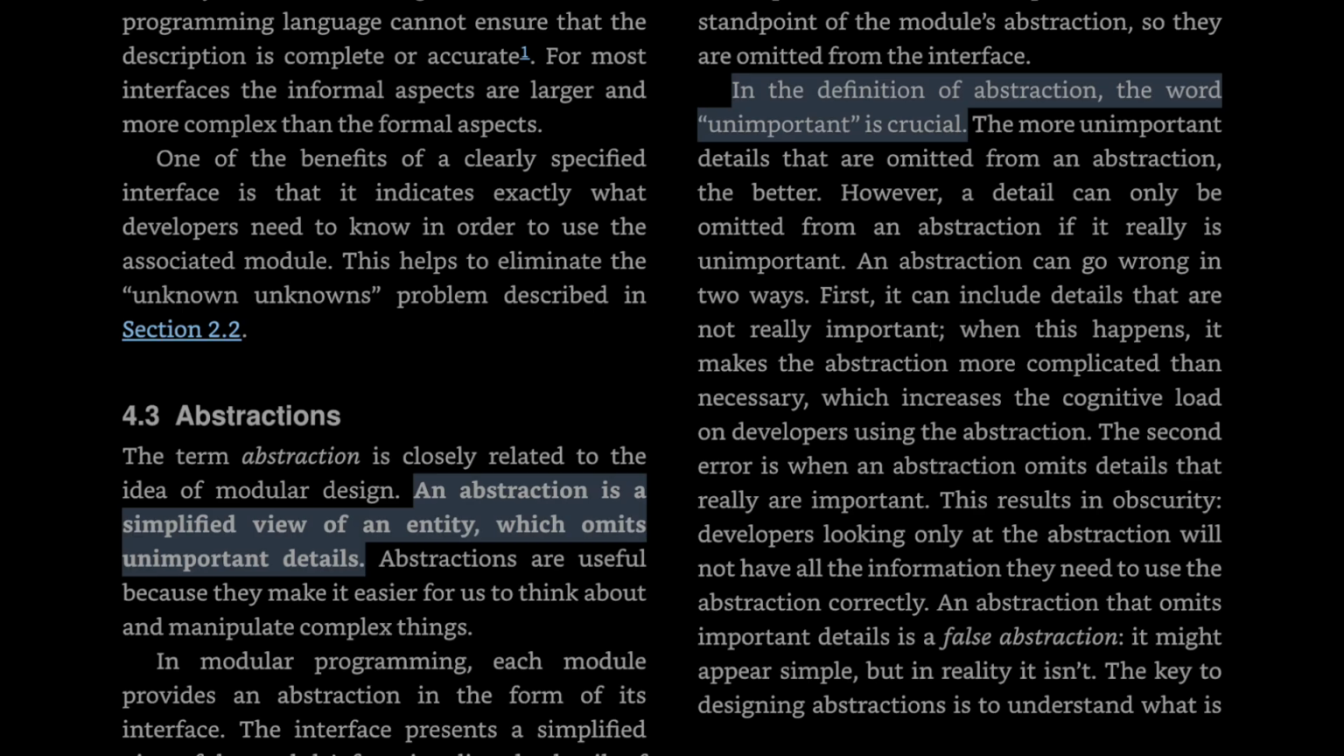Moving on to page 22, here's a line that says, in the definition of abstraction, the word unimportant is crucial. And this is crucial, but unfortunately the author gives you no real way of understanding what's important. There's no a priori criteria I can give you, but you do get an intuition about it over the years. But here are a couple things to look for.